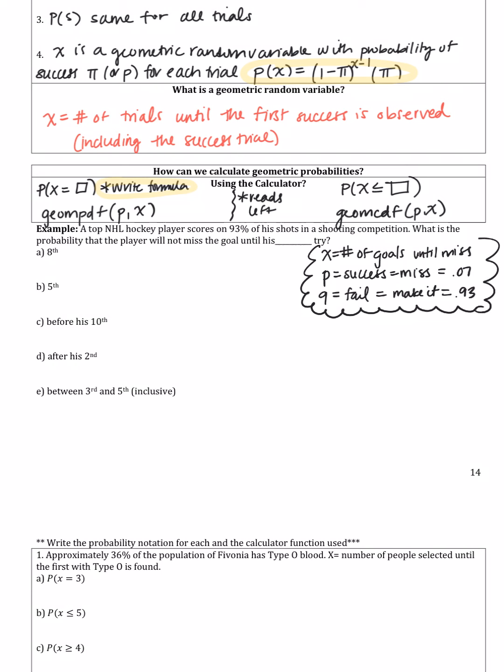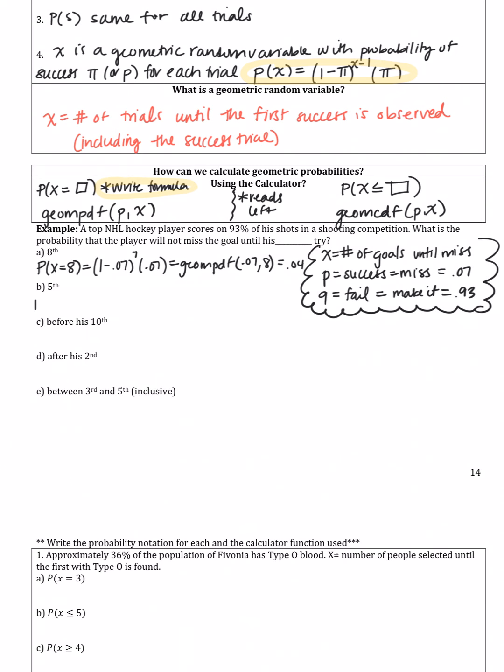All right, what's the probability that he misses on his 8th shot? Here's your formula. 1 minus 0.07 to the 8 minus 1, that's 7th power, times pi, 0.07. You can crank that out, or you can use geometric PDF with a p-value of 0.07, x is 8, and you'll get 0.04, so a 4% chance.